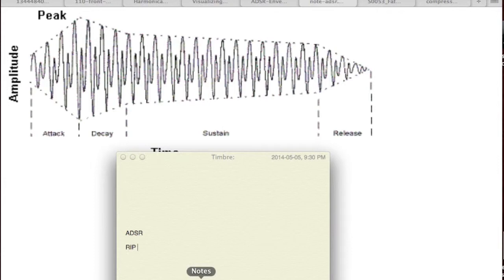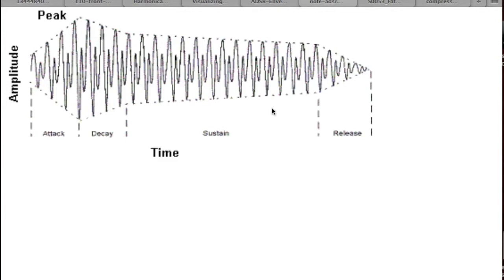So that's the time envelope, and different sounds will have those different phases at different lengths of time, at varying amplitudes, and that's another way that we experience sounds as different from one another through timbre.